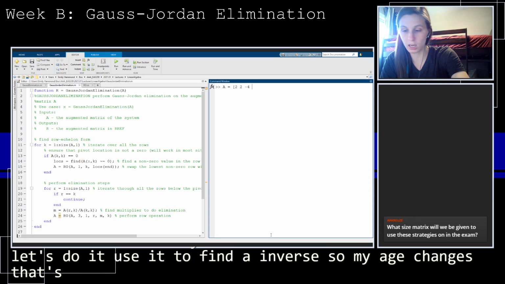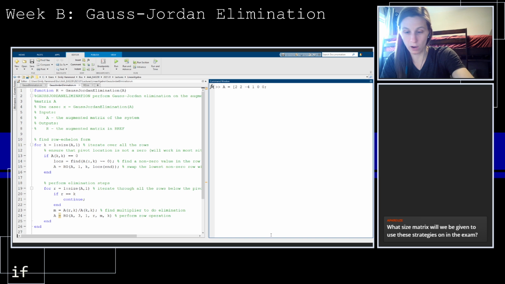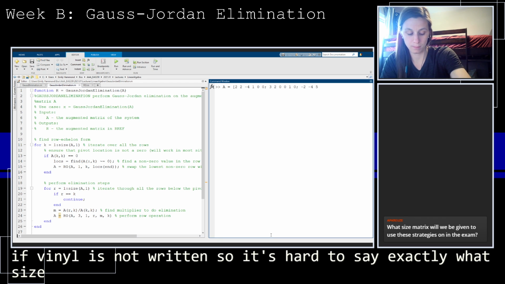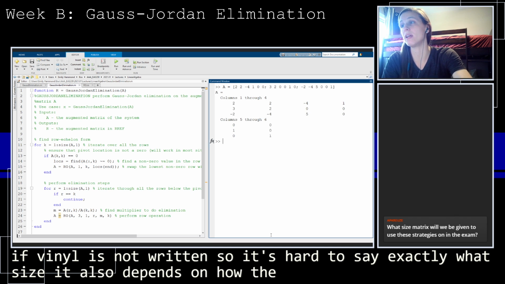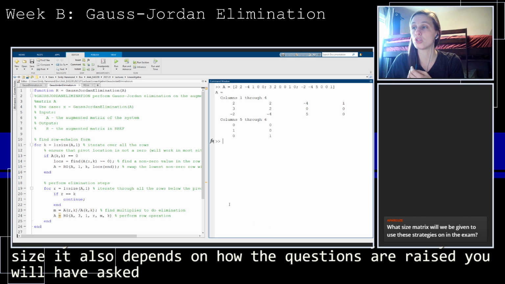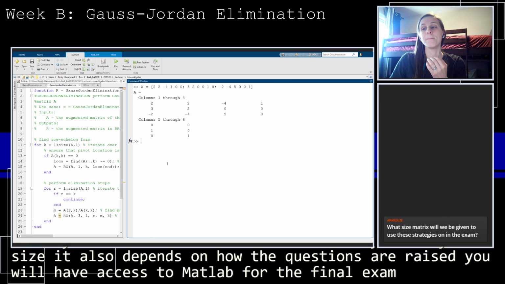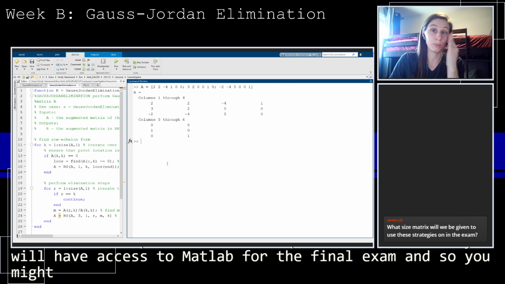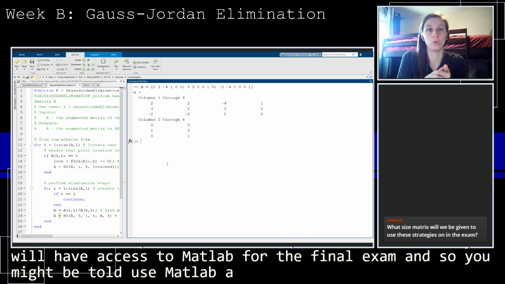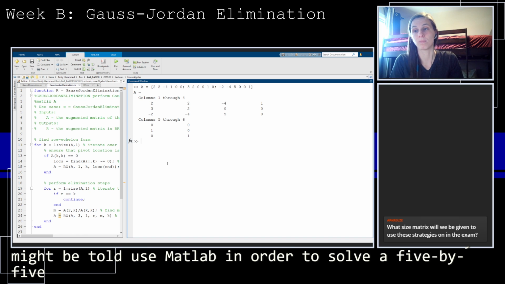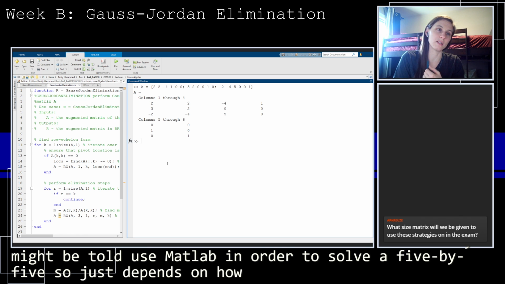That's a good question. The final is not written, so it's hard to say exactly what size. It also depends on how the questions are phrased. You will have access to MATLAB for the final exam, and so you might be told, use MATLAB in order to solve a 5x5. So it just depends on how the questions are phrased.